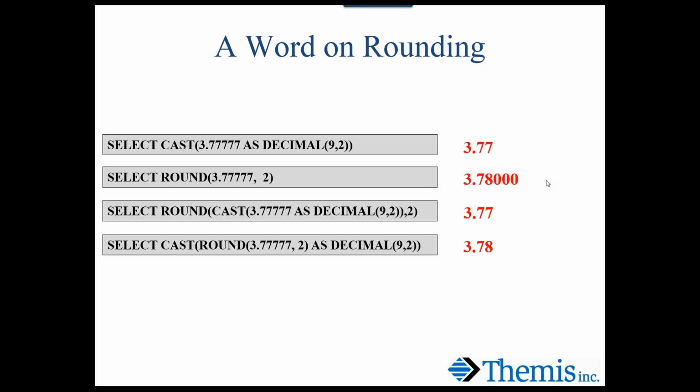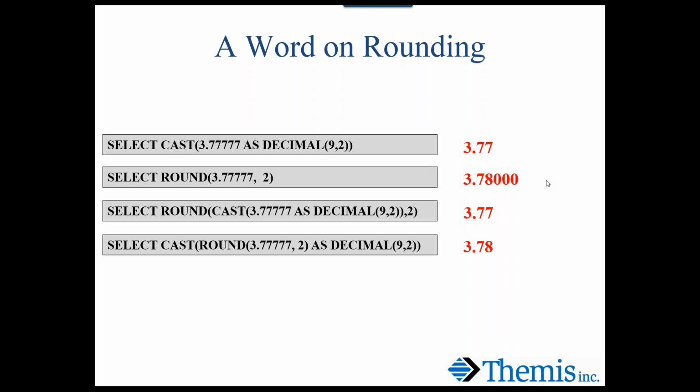Well, fortunately, there's a round function, right? And the round function will actually take that number and round it off as a more precise decimal. However, round function does not change the data type. So if you had 5 digits of precision like I had here, and you say round it to 2, it does round it to 2, but it doesn't shorten it. So you get 3.78000.